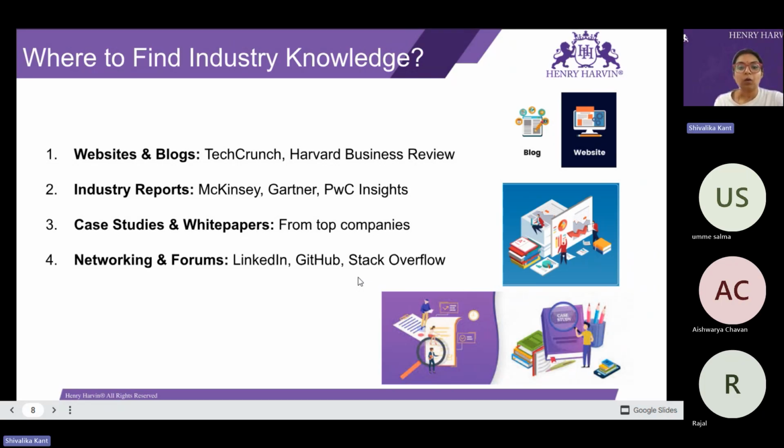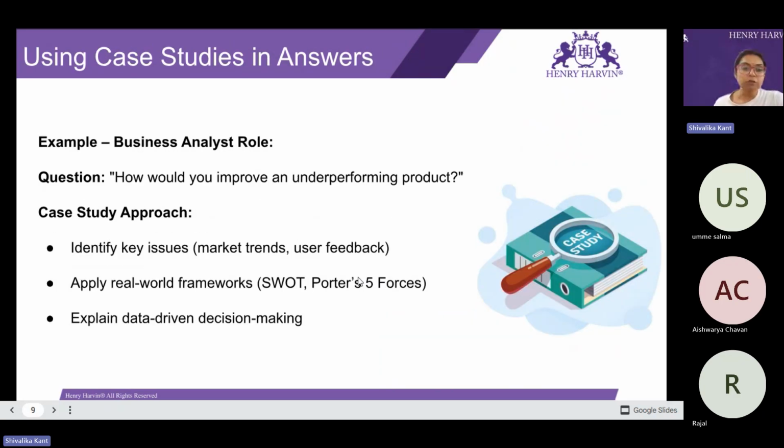Right? Now, when we talk about using case studies to answer your questions, I'll tell you the steps. First is pick the right example. Always pick the right example. Study more and more case studies. This case study will fit this type of question, this case study will fit here. So you have to read more and more. Choose a case study that closely aligns with the question asked.